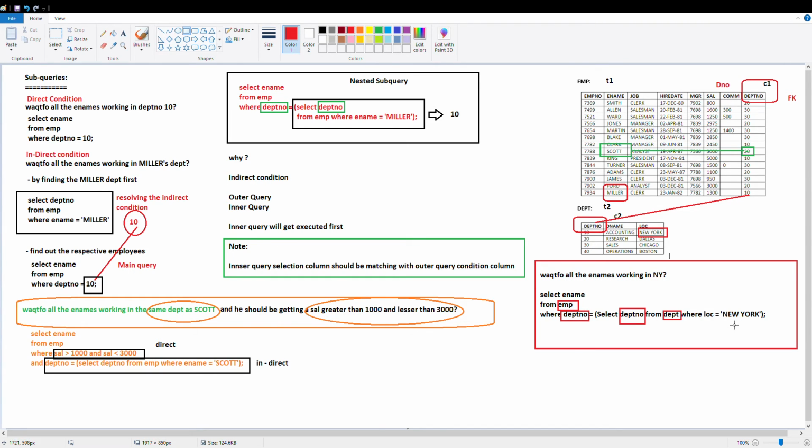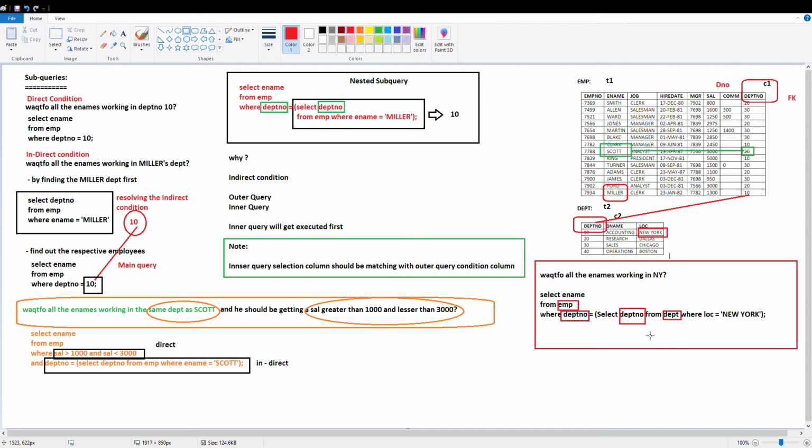First you are going to find out the department number of New York. Once you have found out the department number of New York, I'm going to push that value to my outer query. So from that outer query, I'm going to fetch the employee names. So basically the rationale is I'm going to fetch the department number of New York. If I find out the department number of New York, it's as good as finding out all the employees of New York. Right? If the department of New York is 10, if I find out all the employees working in 10, it's as good as finding out all the employees who are working in New York, right?